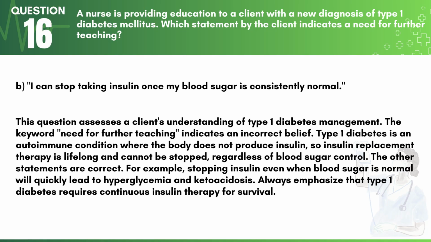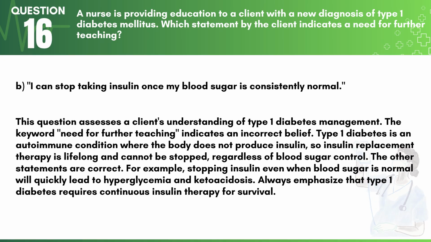Answer: B. I can stop taking insulin once my blood sugar is consistently normal. This question assesses a client's understanding of type 1 diabetes management. The keyword, need for further teaching, indicates an incorrect belief. Type 1 diabetes is an autoimmune condition where the body does not produce insulin, so insulin replacement therapy is lifelong and cannot be stopped, regardless of blood sugar control.